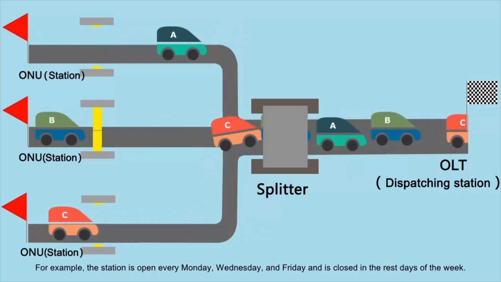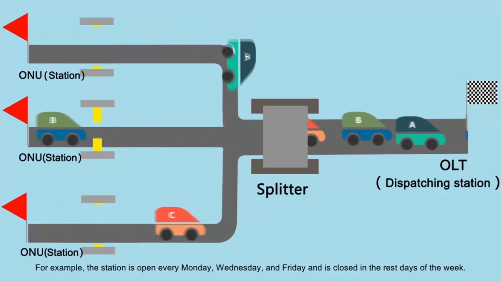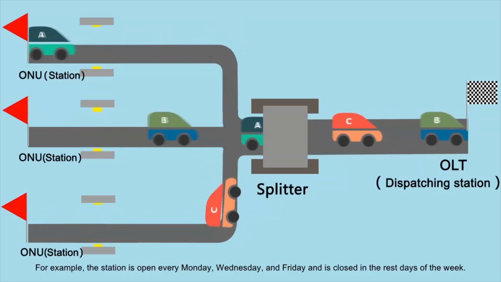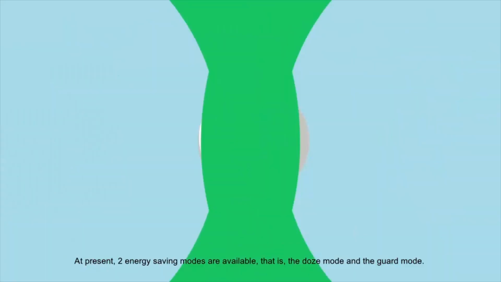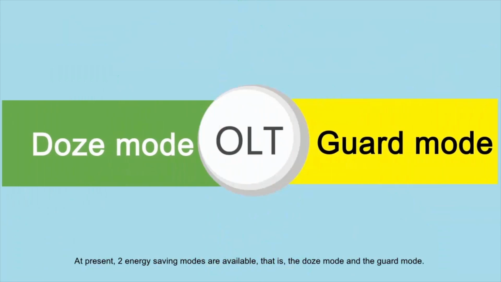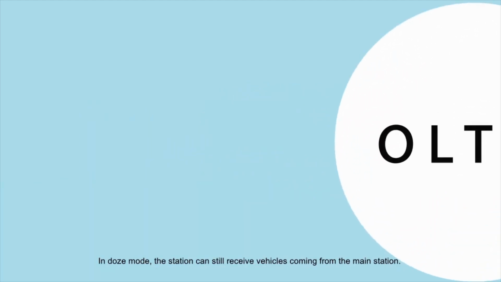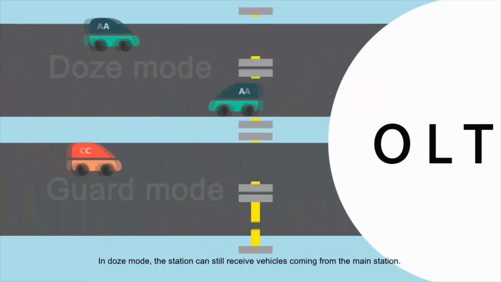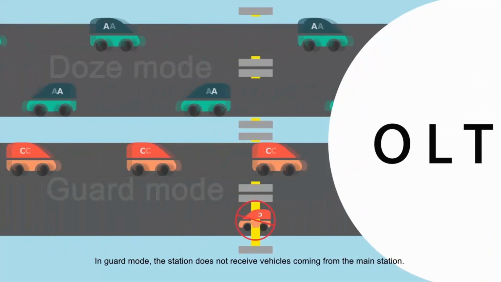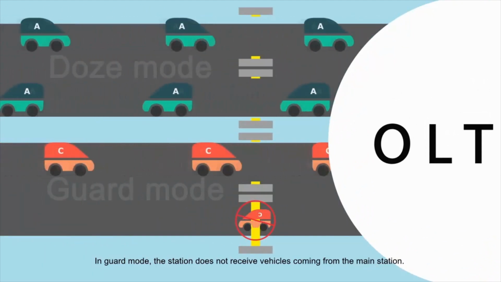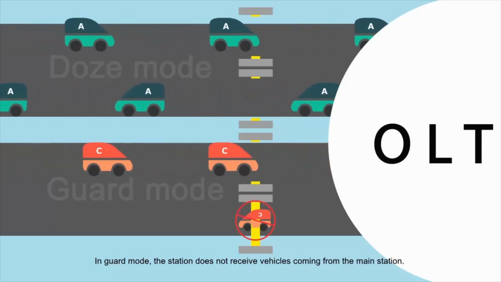For example, the station is open every Monday, Wednesday, and Friday, and is closed in the rest of the days of the week. At present, 2 energy-saving modes are available, that is, the doze mode and the guard mode. In doze mode, the station can still receive vehicles coming from the main station. In guard mode, the station does not receive vehicles coming from the main station.